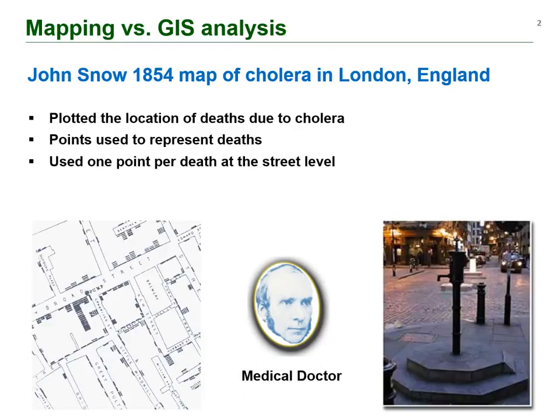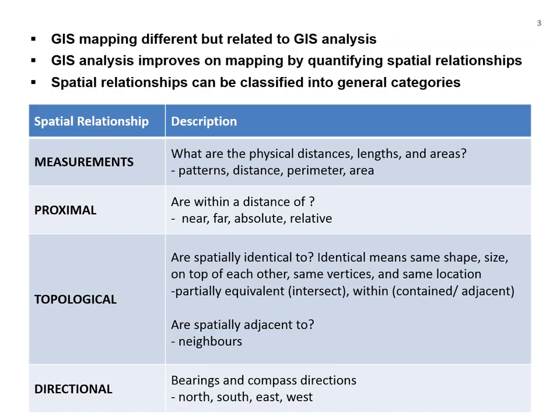This is a good example of how one can use spatial data to explore spatial thinking and arrive at solutions to problems. GIS mapping is related to GIS analysis. In GIS mapping, the focus is usually on visual appearance and patterns. In GIS analysis, the focus goes one step further to quantify spatial relationships.